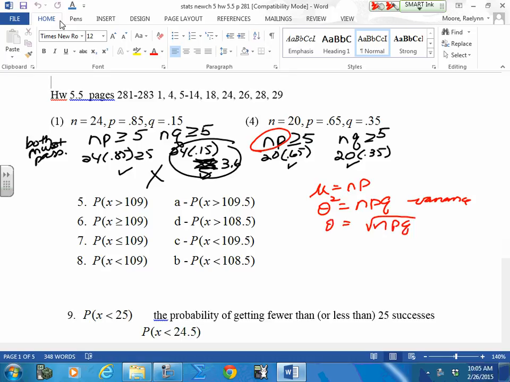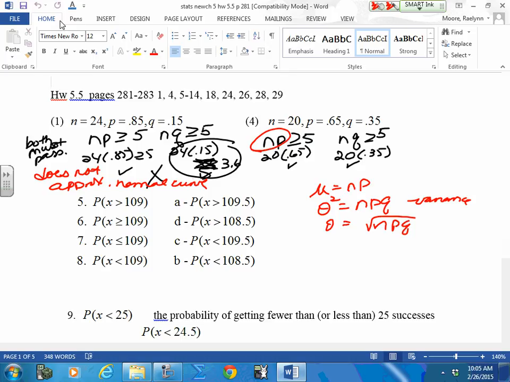Only if we pass the test. If it does not pass the test, it does not approximate a normal curve, so there's nothing else you can do with it as far as this course is concerned. Maybe in statistics two, you learn how to deal with curves that are skewed, but not in this course. Now, these are key. Your correction for continuity is key.